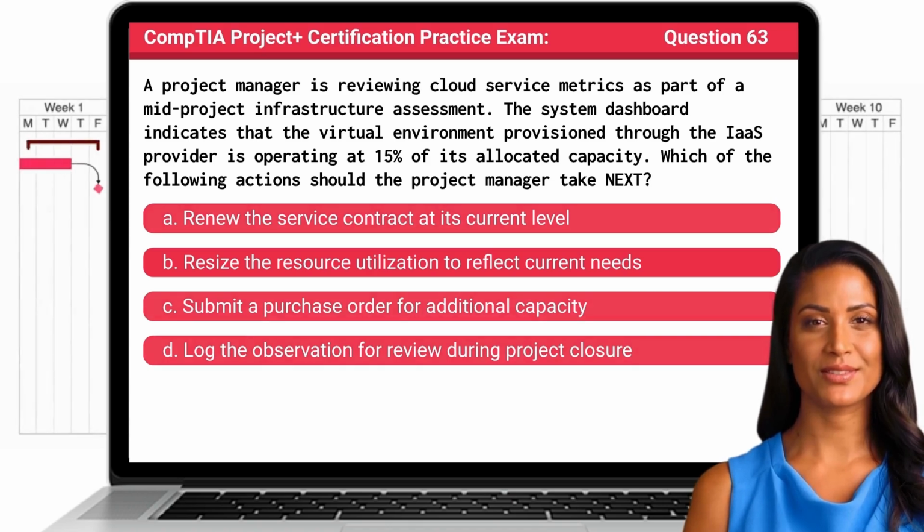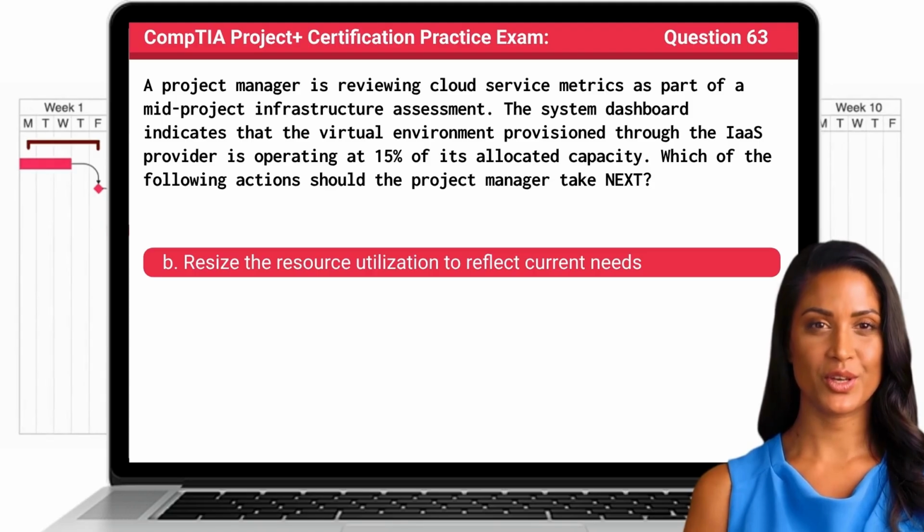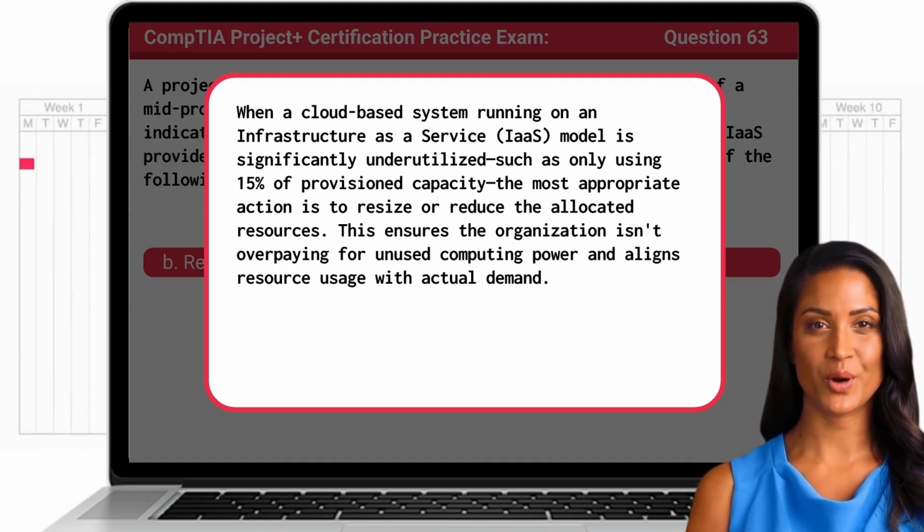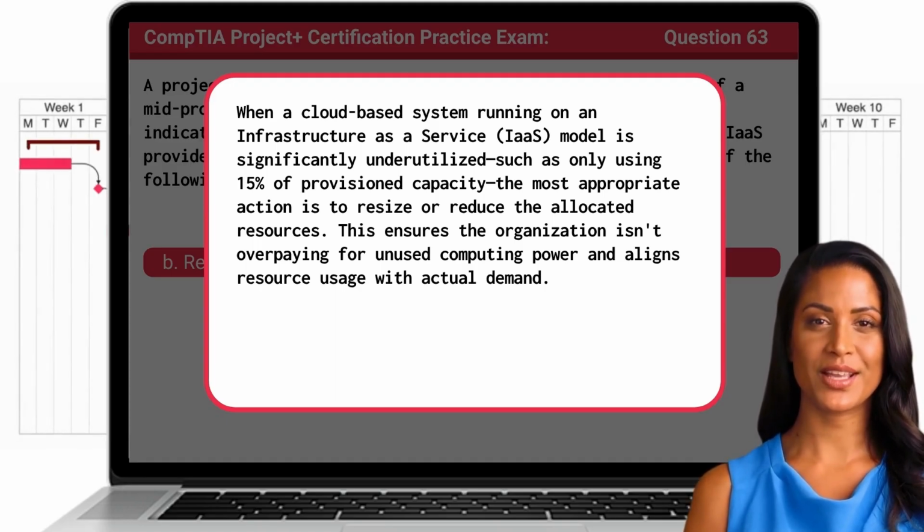The answer is B. Resize the resource utilization to reflect current needs. When a cloud-based system running on an infrastructure as a service model is significantly underutilized, such as only using 15% of provisioned capacity, the most appropriate action is to resize or reduce the allocated resources. This ensures the organization isn't overpaying for unused computing power and aligns resource usage with actual demand.